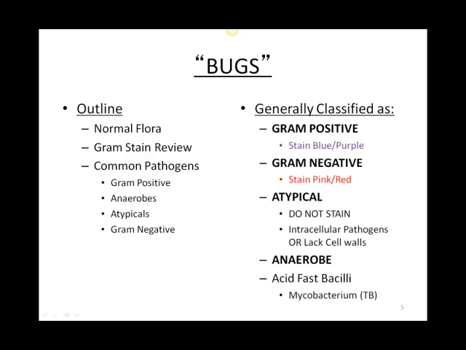Dr. Wombwell, why is it that these atypical are called as such? It's basically because we are unable to stain them like we are with a gram-positive or a gram-negative stain. These bacteria don't have a cell wall that takes in the dyes, and so we're unable to detect them when we do a gram stain.